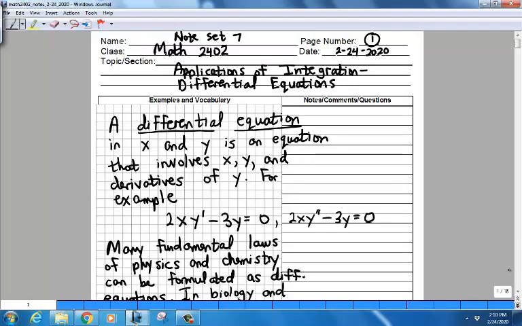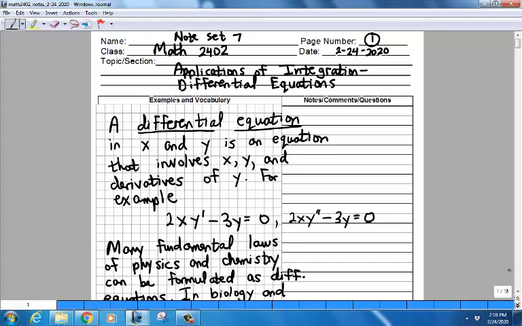Okay, so we're stepping off here a little bit into applications of integration, starting with what I mentioned, differential equations. So here's what a differential equation is. It's an equation, and you solve differential equations like you solve equations, except the solutions are slightly different.